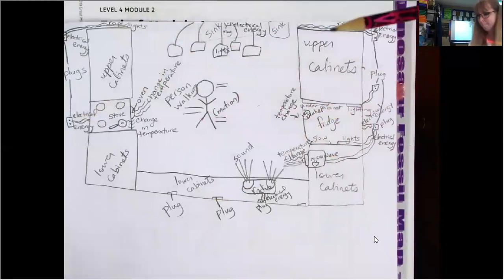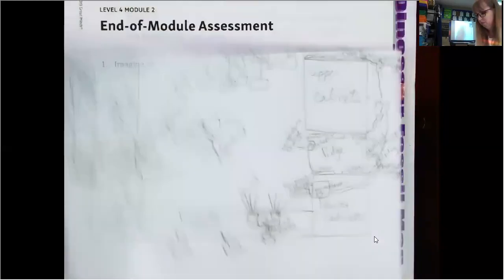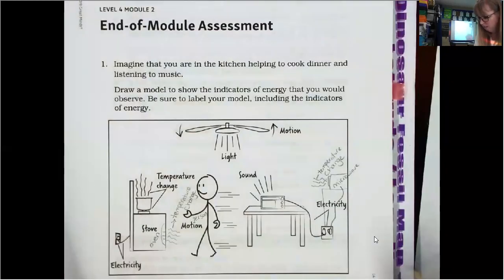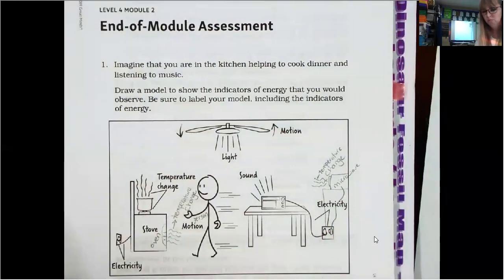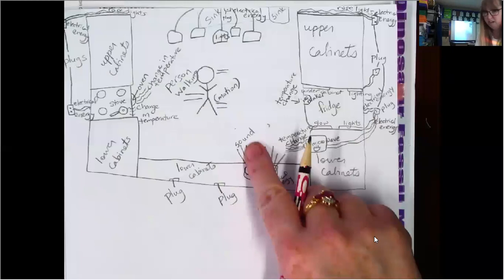Okay, guys? All right, that's your number one. Like I said, 8 points, because that's a lot to draw and label. And you have to label sound coming out of the radio. Okay.